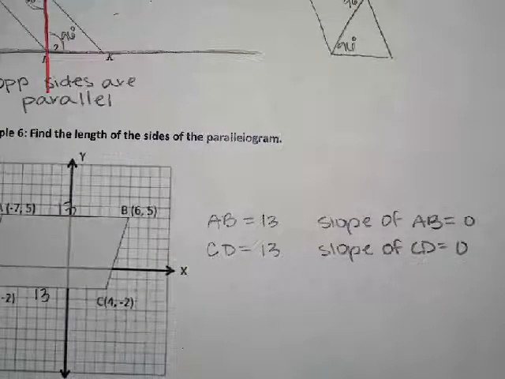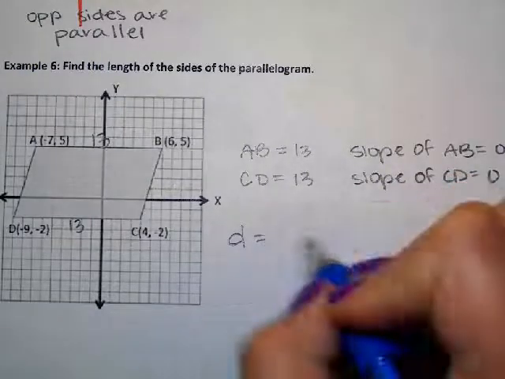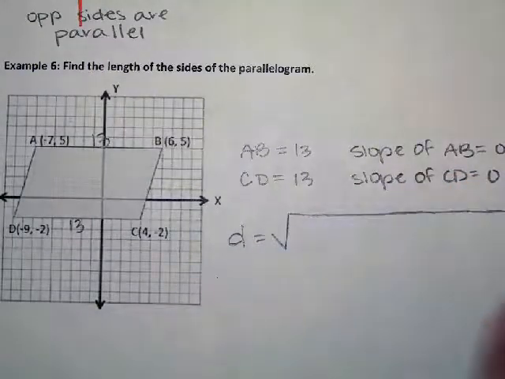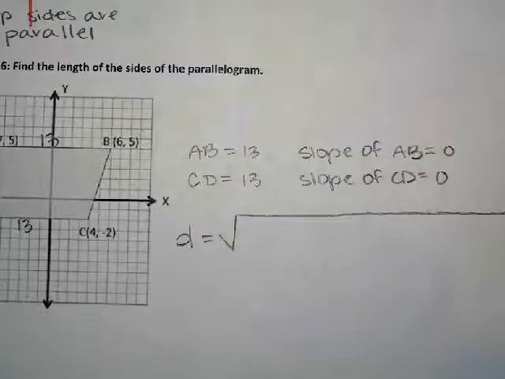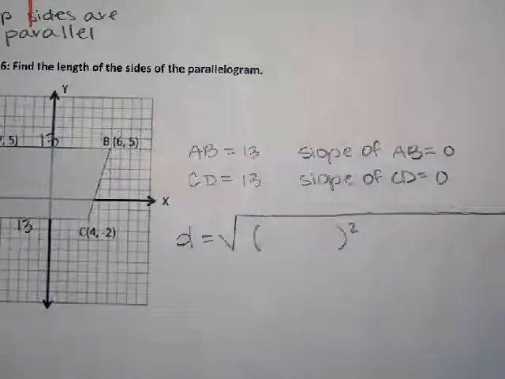Now the other sides are slanted lines, so we can't just count boxes, and we can't just look at the numbers. We actually have to use a formula. Does anyone remember the formula for finding the distance between 2 points? It's from middle school, I believe, when you learned it. It's called the distance formula. It's got a big square root over it. It's got a parenthesis, something squared, plus another something squared.